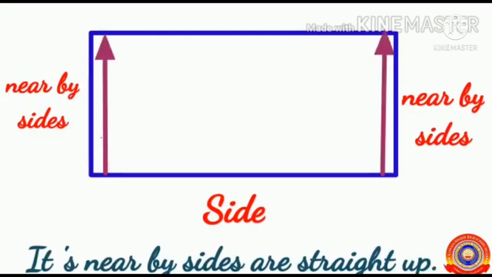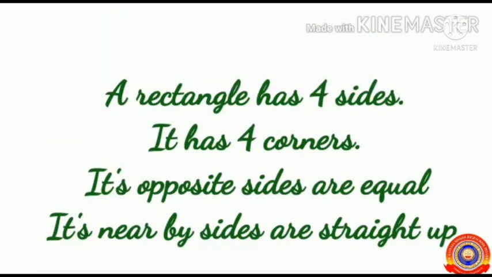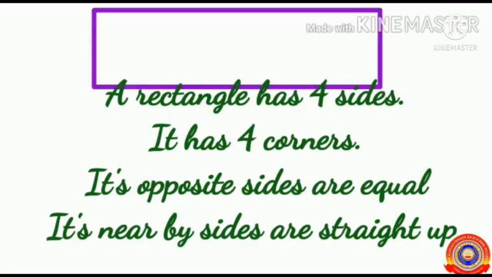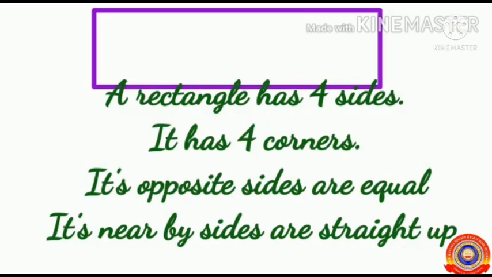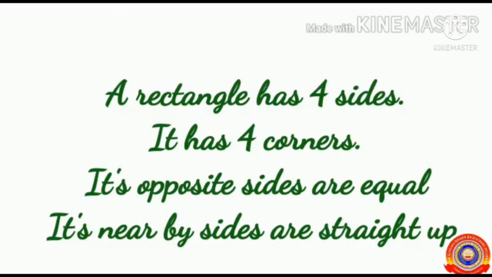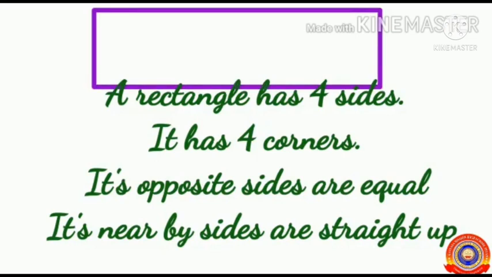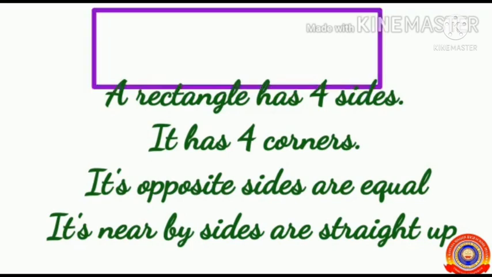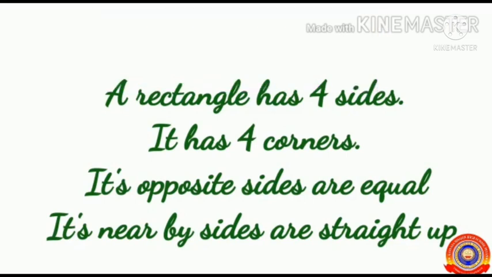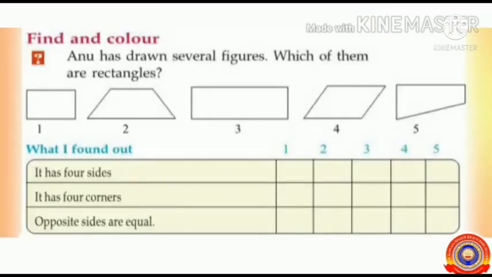See children, there is one more speciality about a rectangle. What's that? That is, its nearby sides are straight up. Next, let's conclude the properties of a rectangle. A rectangle has 4 sides. It has 4 corners. Its opposite sides are equal and its nearby sides are straight up. Children, did you understand this? Okay, let's move to a textual activity based on this.